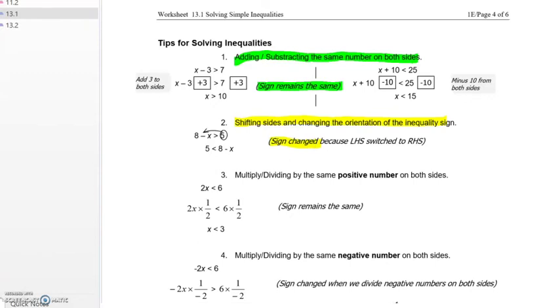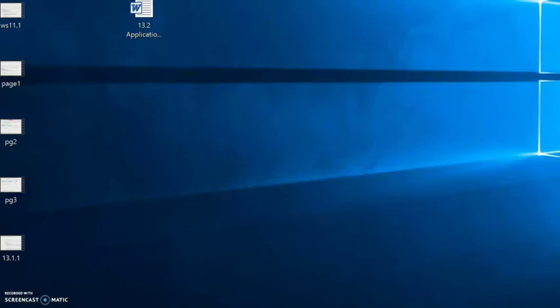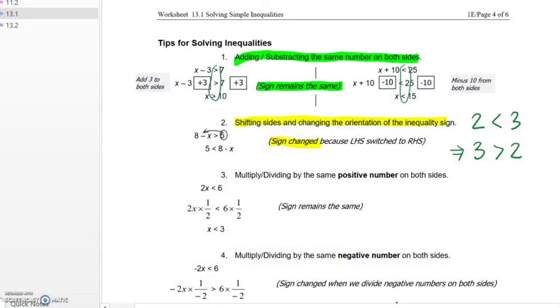Let me just demonstrate what the second one means. The first one is quite obvious. If I were just to add 3 on both sides here, then there's no change to the inequality sign. Same thing if I were to subtract 10, there should be no change. Whereas for the second one, say for example, starting out writing 2 is less than 3, then if I want to change the left hand side to the right hand side and vice versa, I am basically writing 3 is greater than 2, right? So in this case, the inequality sign changes.